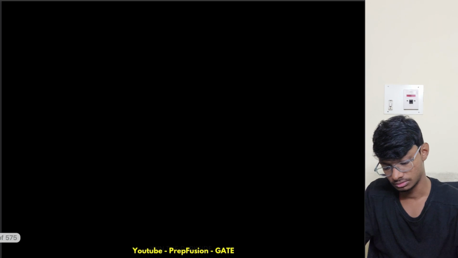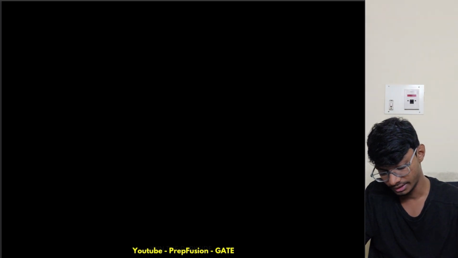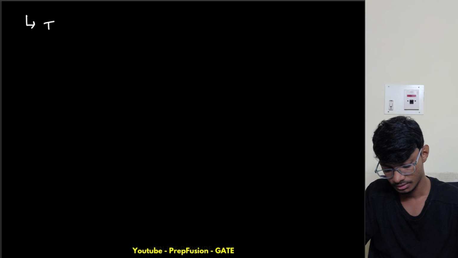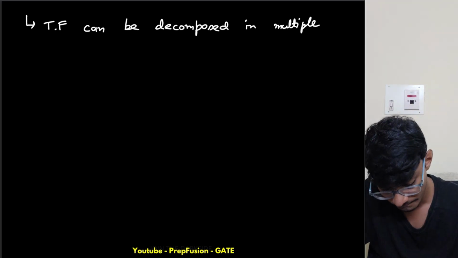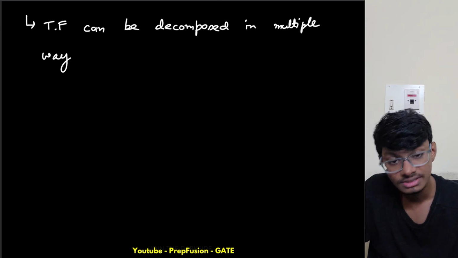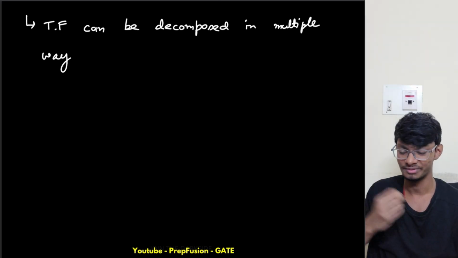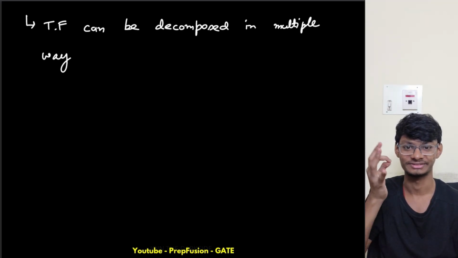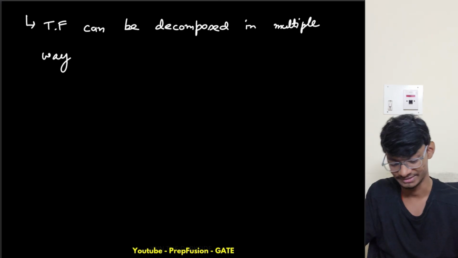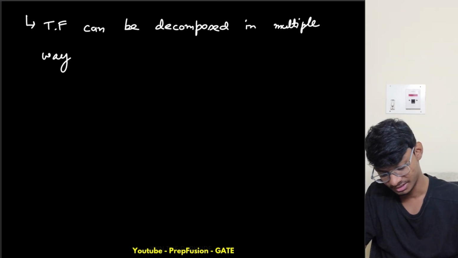So what should I write here is: transfer function can be decomposed in multiple ways, as state space representation isn't unique. Maybe I have told you this one 1,000 times or at least 10,000 times in the whole chapter, right? State space representation is not unique.